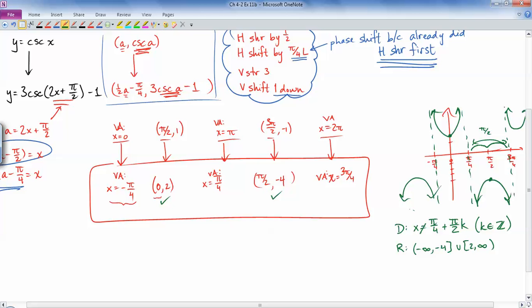So it's going to be negative infinity up to negative 4, union 2 up to infinity. That's only if I asked for this, which I would probably end up doing on a test anyway. Okay, so I hope that helps a little bit, and a lot of other problems that involve secant and cosecant work just like this.